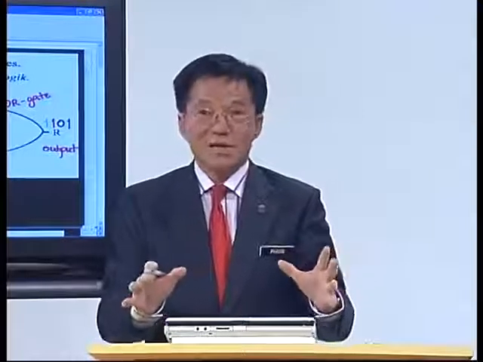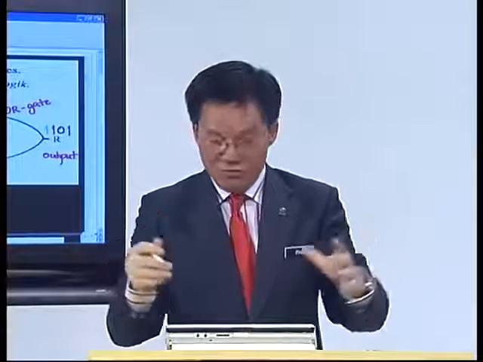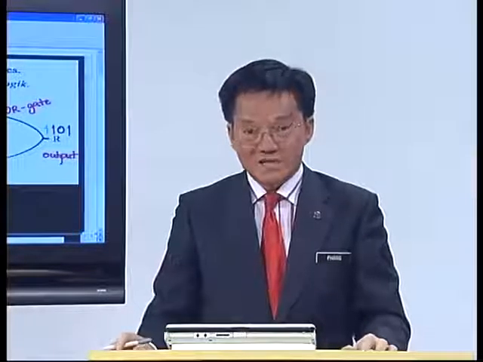So with this, I'm sure now you will know what to do, how to construct, how to draw and get the values of the truth table for a combination of logic gates. All right, good. I can see that you are happy.